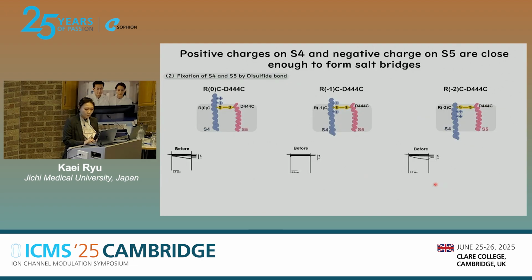Next, we fixed the interaction between S4 and S5 using a disulfide bond. This is the result of the current measurement, and the current decreased significantly in all three cysteine double mutants. Next, we added DTT to break the disulfide bond. The current was recovered to the same level as the wild type.